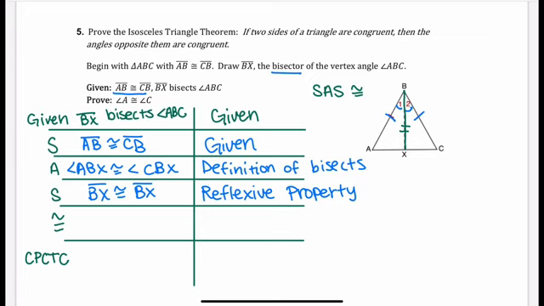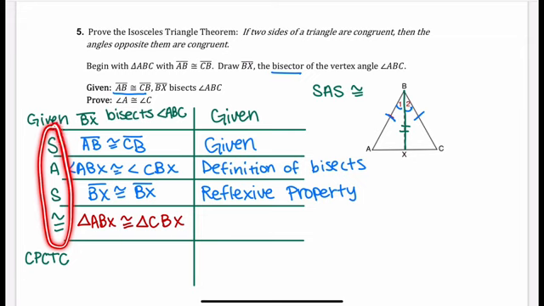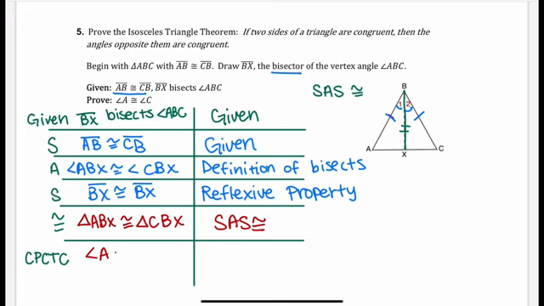Now we're going to use our triangle congruency statement. Triangle ABX is congruent to triangle CBX, and the reason would be side angle side congruence. Now our final line is going to be what we're trying to prove. We're trying to prove that angle A is congruent to angle C, and that would be because the corresponding parts of congruent triangles have to be congruent.